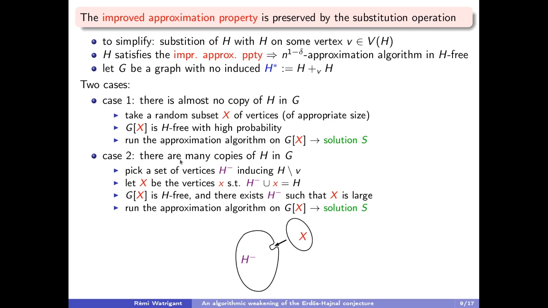And if there are many copies of H in G, then there must exist an H minus such that the set of candidates X is large. And in that case, we run the approximation algorithm on G of X, and we get a solution S. So in both cases, we are able to identify a large set X which is H-free, on which we run the approximation algorithm. So if we output a solution of the right size, we are done for some constant delta.